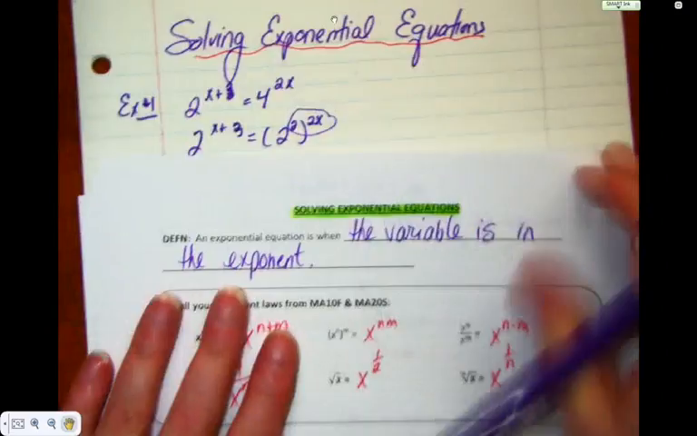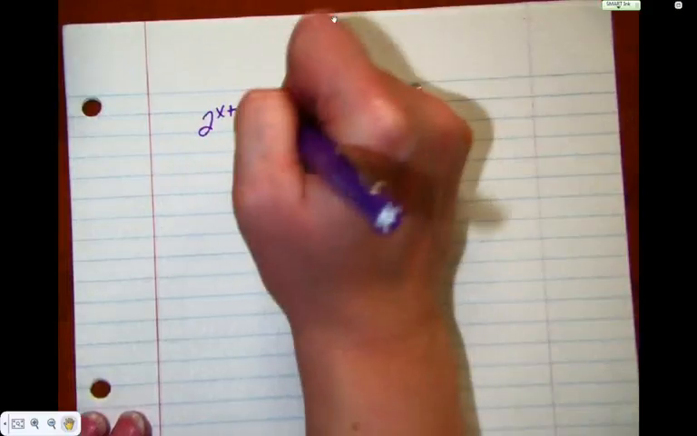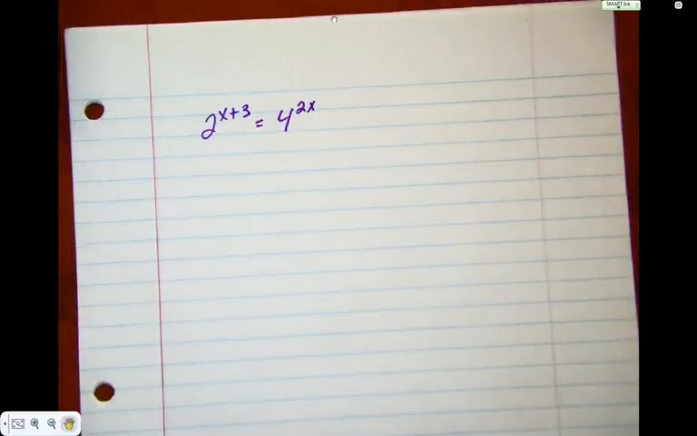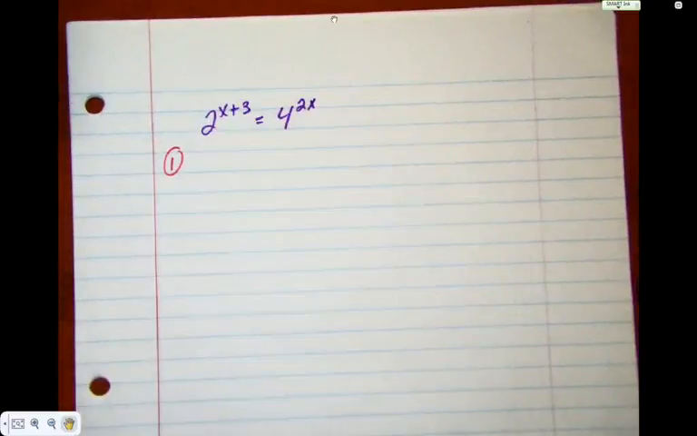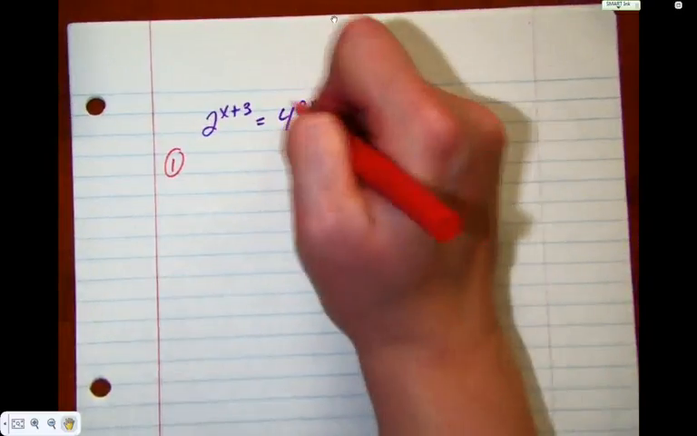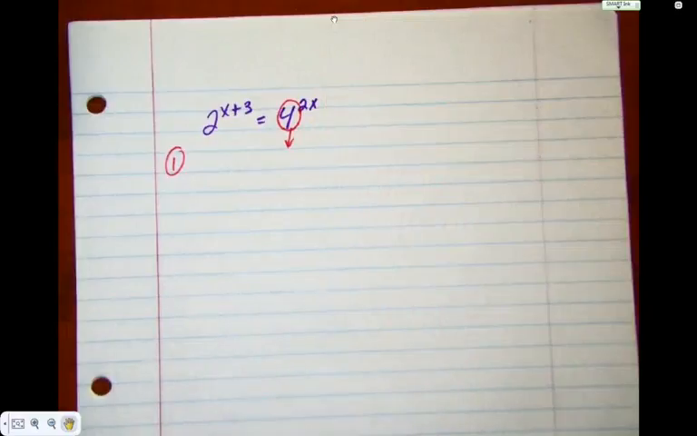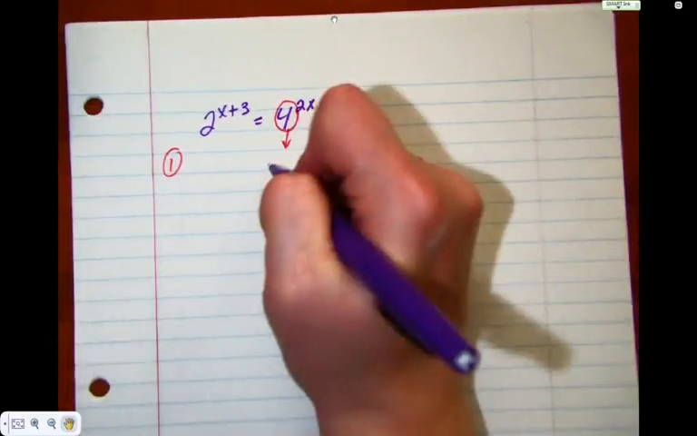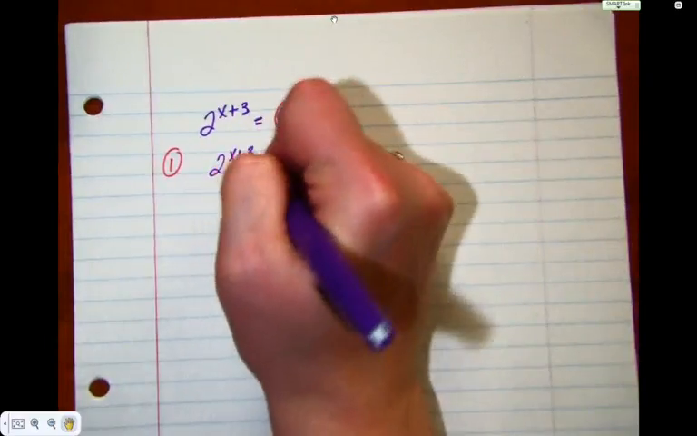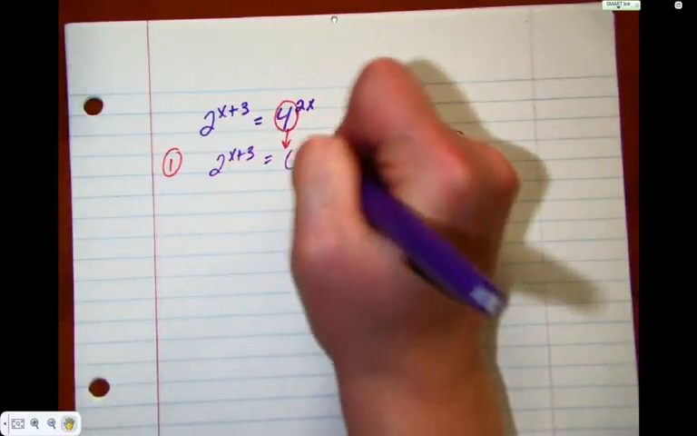Now you may copy. And I'm just going to do it again with you. Step number 1, 4 is going to come out, and what are we going to put in its place? 2 squared. Why did I pick 2 squared? Because there's a 2 on the other side.